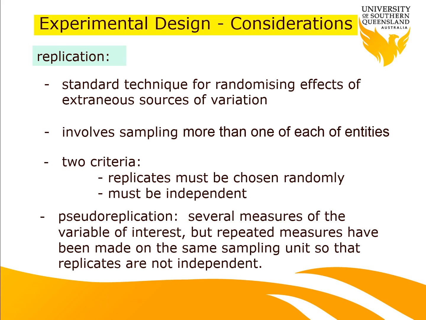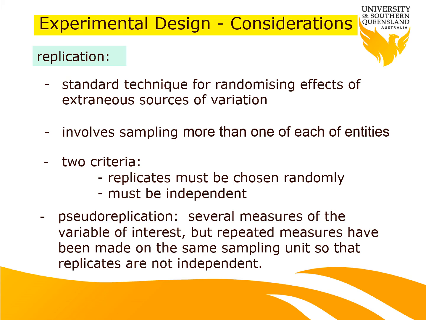So now I want to talk about replication. As we've been talking about statistics and analysis and research, it's all about understanding variation. So to understand variation, we need to measure things on more than one individual. We need to have a measure of variation, and that requires replication. We need more than one measure. So there's two main criteria for good replication: that the replicates must be chosen at random and that they must be independent.